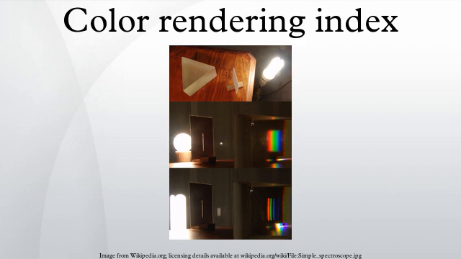It is defined by the International Commission on Illumination as follows. Color rendering: effect of an illuminant on the color appearance of objects by conscious or subconscious comparison with their color appearance under a reference illuminant.